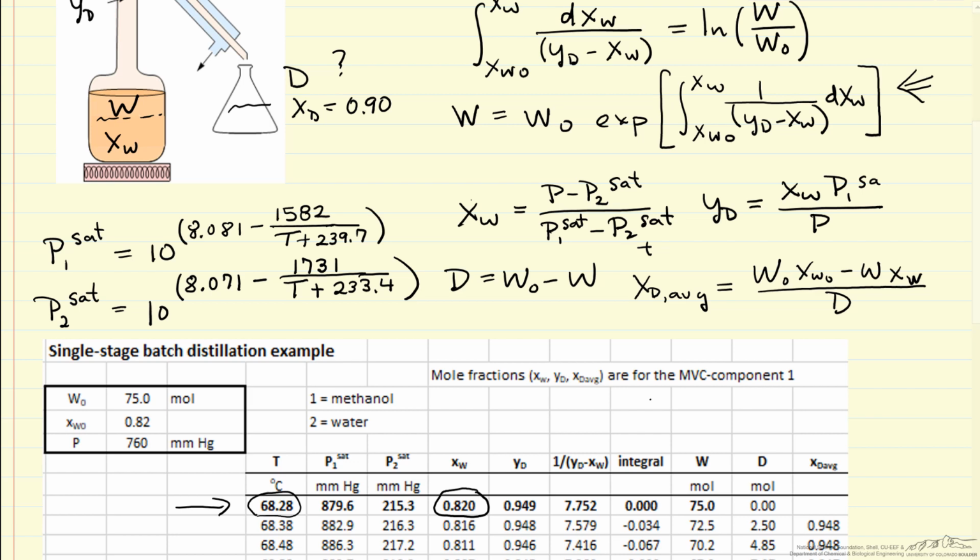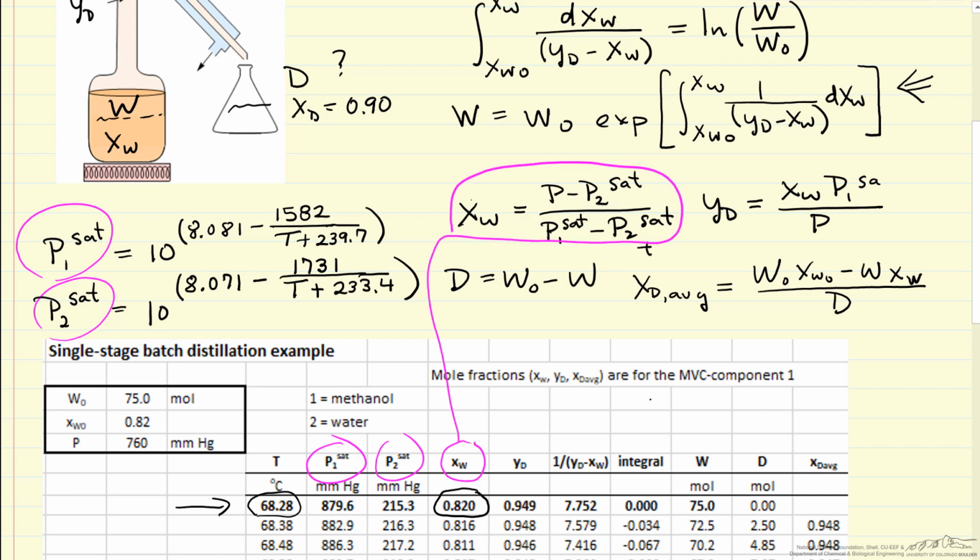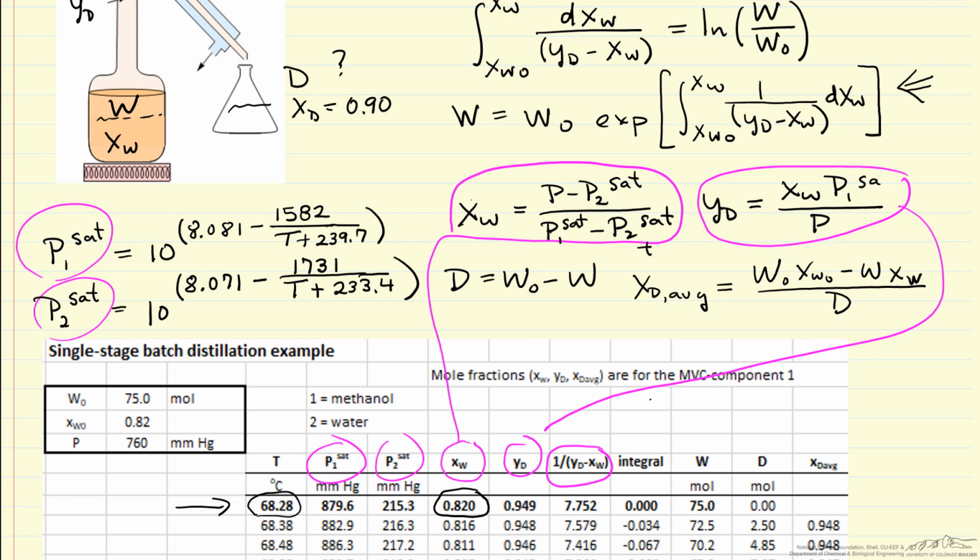Saturation pressure 1, this equation, saturation pressure 2, of course here. XW is then calculated because we know at a given temperature the saturation pressures, and the total pressure is fixed. YD is then calculated from this equation. And this is just calculated from the previous two columns, XW and YD. For the integral, we're going to use essentially an Euler method with single small steps to calculate the integral. I'll talk a little more about that.